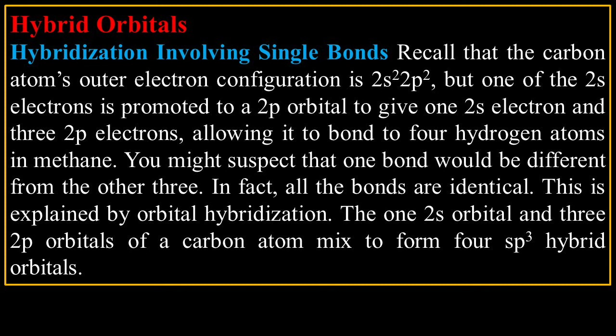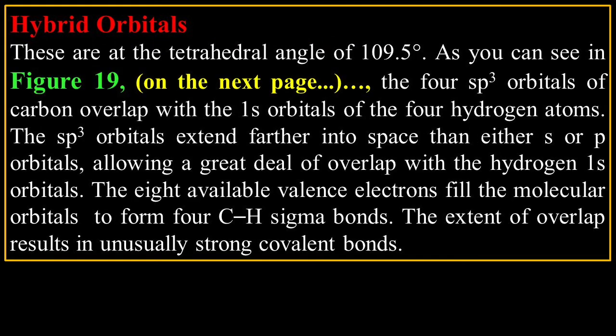The one 2s orbital and 3 2p orbitals of a carbon atom mix to form 4 sp3 hybrid orbitals. That's 4 sp3 hybrid orbitals. These are tetrahedral, at the tetrahedral angle of 109.5. As you can see in figure 19 on the next page, the 4 sp3 orbitals of carbon overlap with the 1s orbitals of the 4 hydrogen atoms.